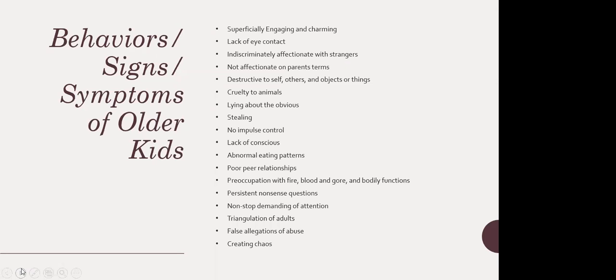Another thing is persistent nonsense questions. A lot of the time, they will ask you about anything and everything that really doesn't matter. Okay, we're going to talk about the weather. We're going to talk about that dog walking down the street. Stuff like that. That way, they can't have good conversations with you that may lead to bonding and attachment. So, despite the fact that they have all those questions, they're avoiding bonding and attachment.